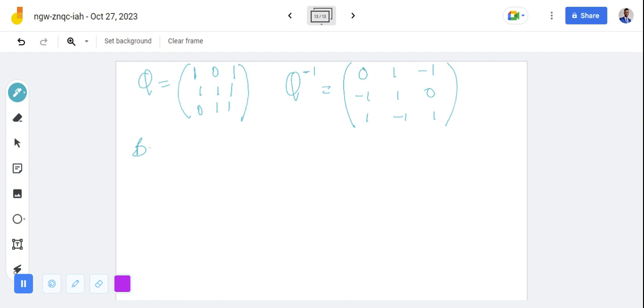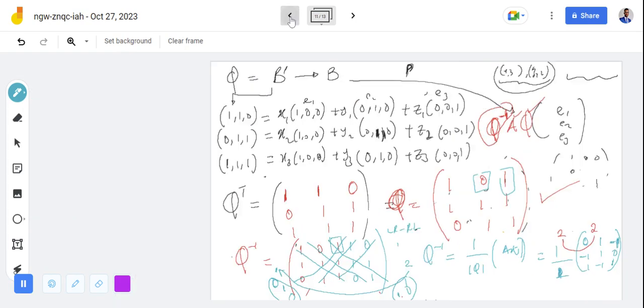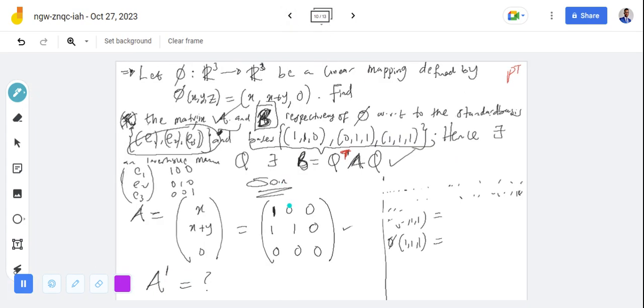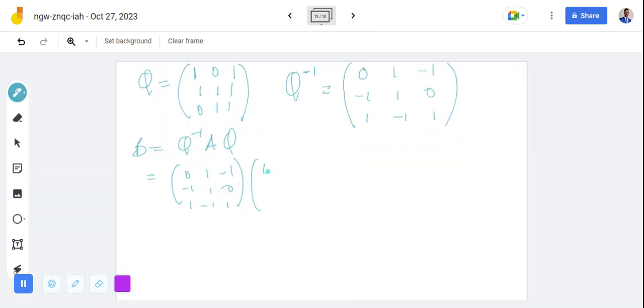Now we want to check that B equals Q inverse times A times Q. Let's confirm. This is 01 minus 1, minus 110, and 1 minus 11, times our A. Let's check what our A is. Our matrix A is 100, 110, 000. If you multiply it with this matrix Q, 101, and solve on the calculator, this is what you get. Use your calculator to multiply these matrices together. You have 212, 111, minus 1, minus 1, minus 1.